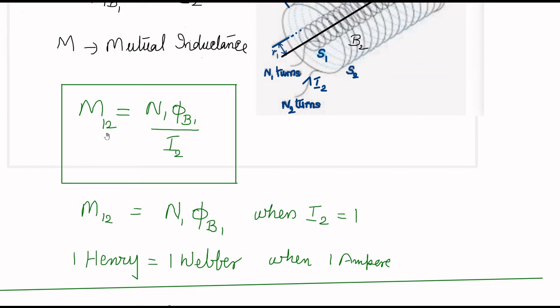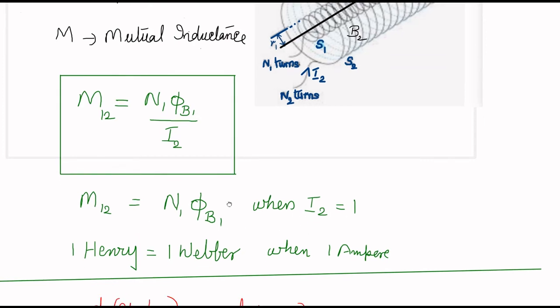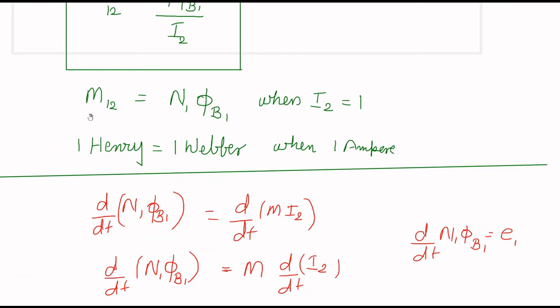How to define mutual inductance? Mutual inductance is defined as the total flux associated with the first coil when current through the second coil is unity. Mutual inductance of the first coil with respect to the second coil is the magnetic flux associated with the first coil when current through the second coil is unity. We know the unit of mutual inductance is Henry.